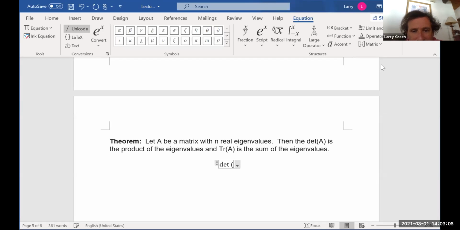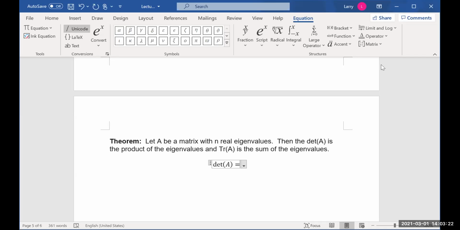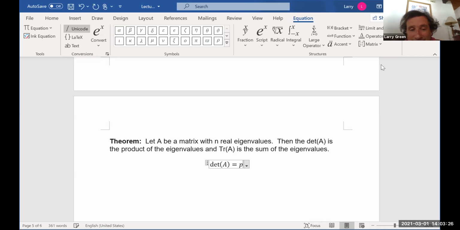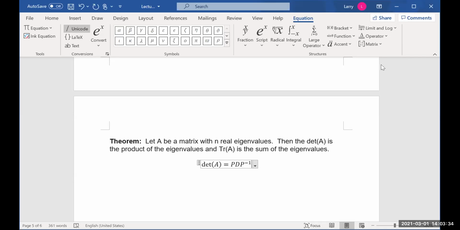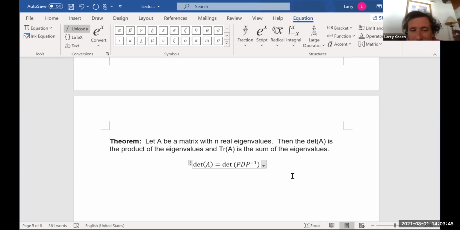So the determinant of A equals, well, if we have n real eigenvalues, then how can I make A nicer? Diagonalize. Exactly. So that means I can write this as P D P inverse, and then take a determinant. We have a big theorem that the determinant of P D P inverse is the determinant of P times the determinant of D times the determinant of P inverse.